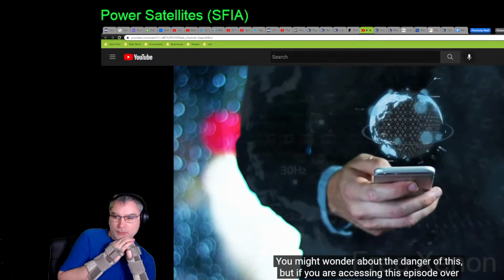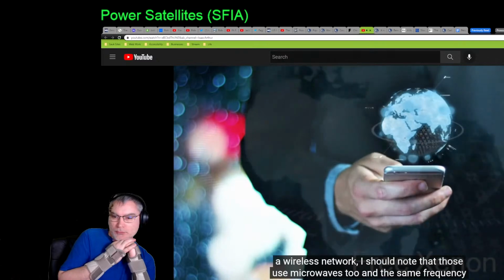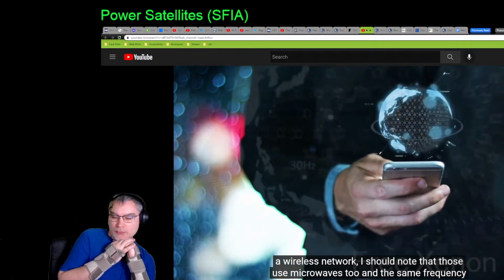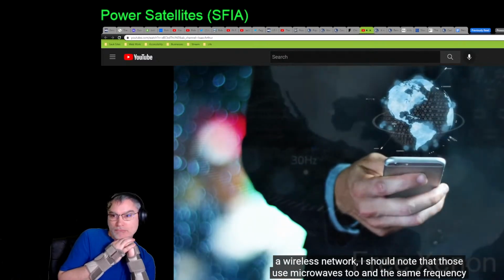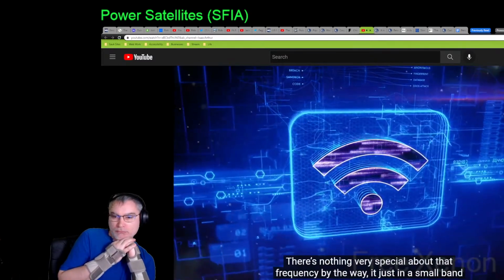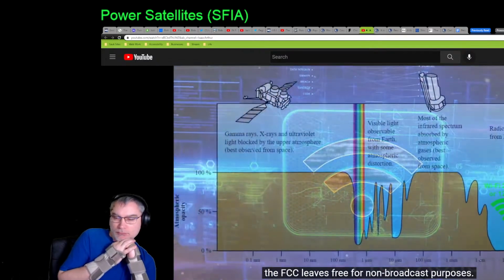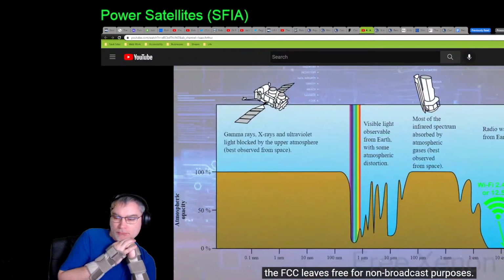You might wonder about the danger of this, but if you are accessing this episode over a wireless network, I should note that those use microwaves too, and the same frequency as your microwave oven. There's nothing very special about that frequency, by the way. It's just in a small band that the FCC leaves free for non-broadcast purposes.